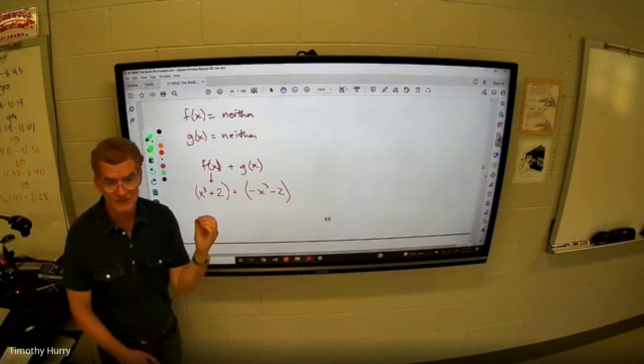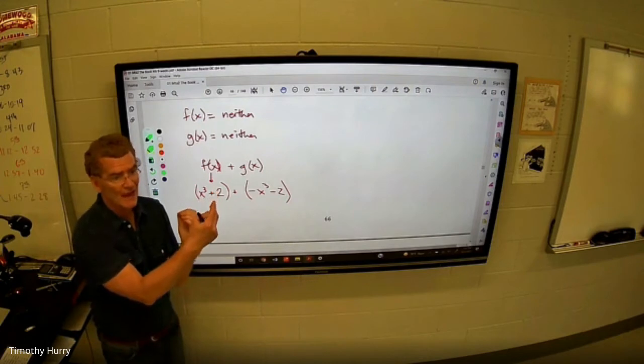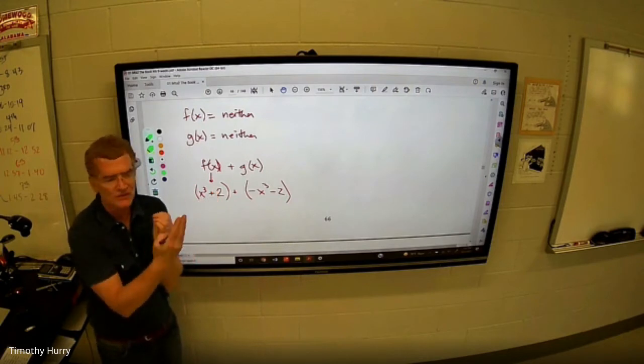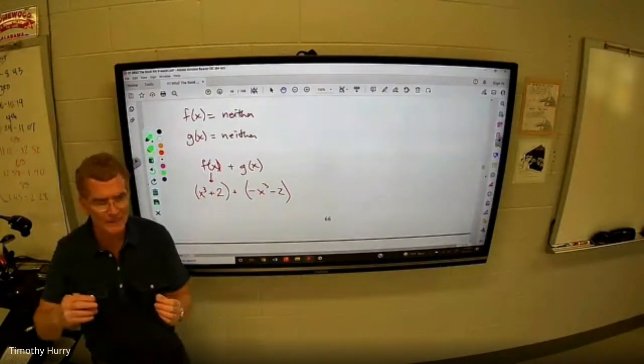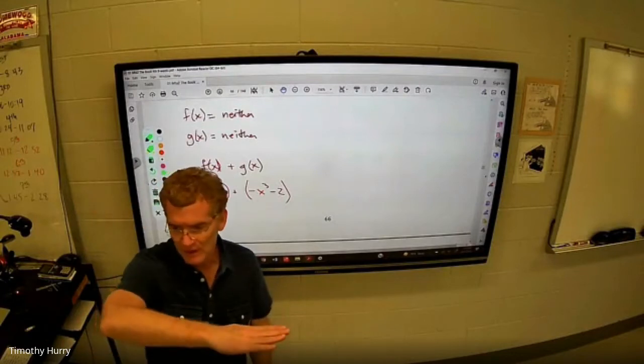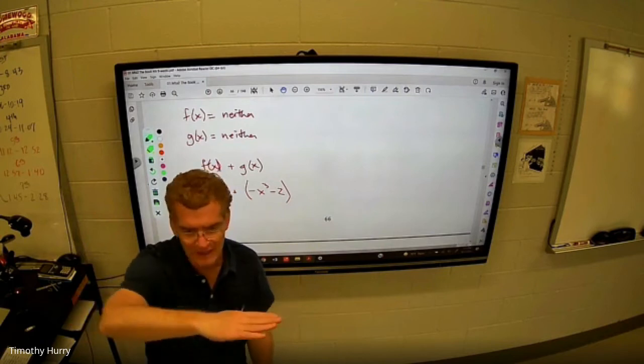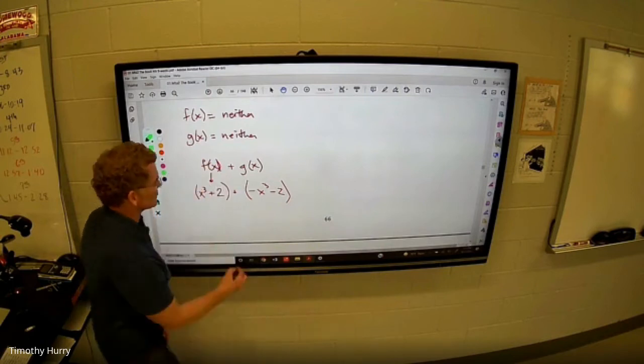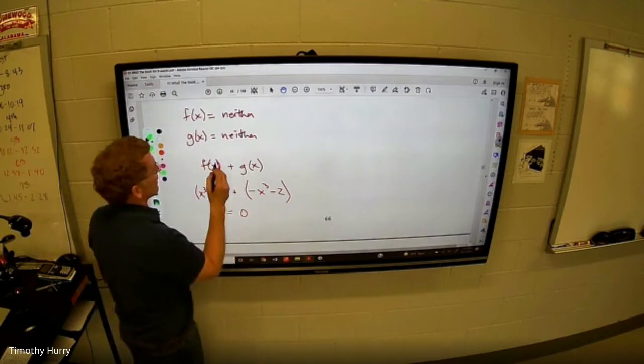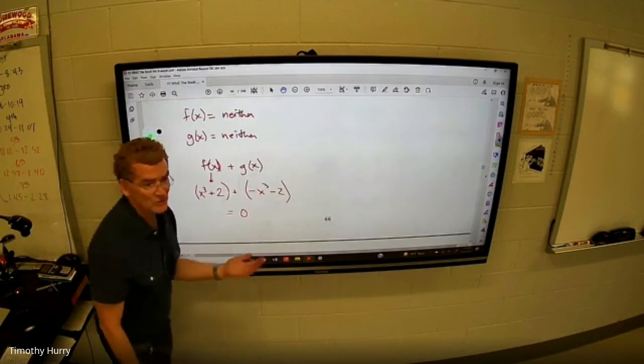What is 0 considered? Constants are even because it's like 0 x to the 0 power. I can always say a constant is times x to the 0 power. Or think about it. If I said y equals 4, isn't that a horizontal line? Doesn't that have y-axis symmetry? So any constant function has y-axis symmetry. So this is equal to 0. This is an example where a neither plus a neither is equal to an even.